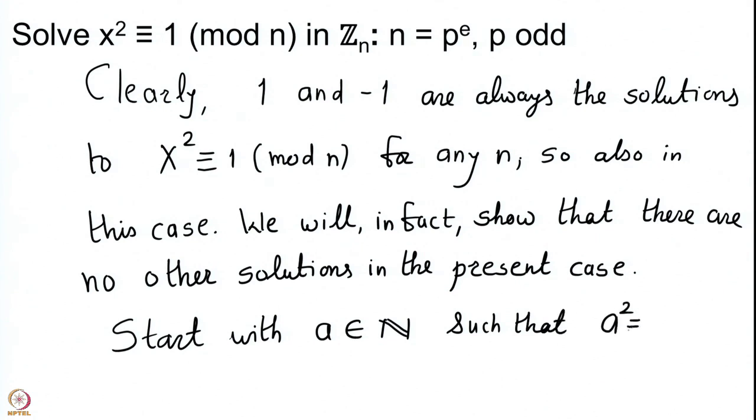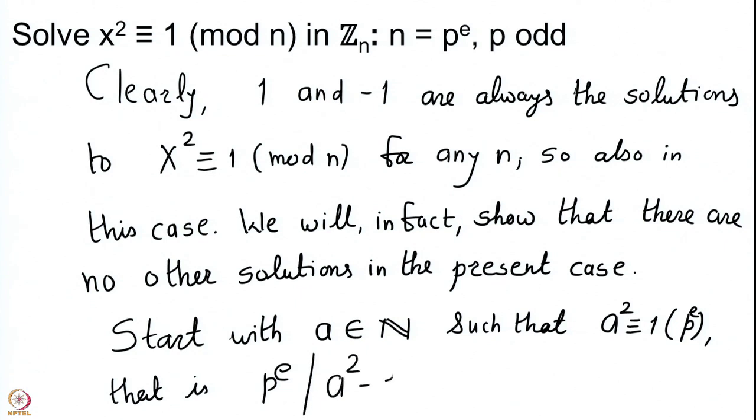Such that a square is congruent to 1 modulo p, and by this we mean that here it is p power e. p power e divides a square minus 1. This is what we have. Whenever you have a square congruent to 1 modulo a number, you will have that the number n divides the difference of the numbers which are there on the two sides of the congruent sign.